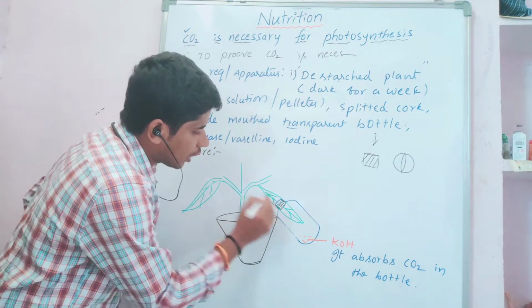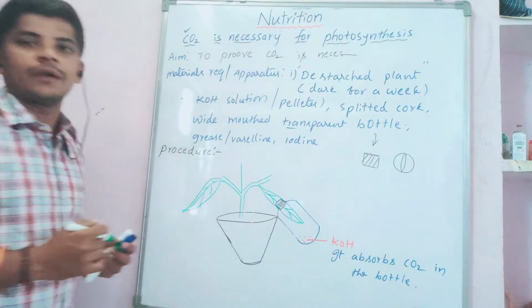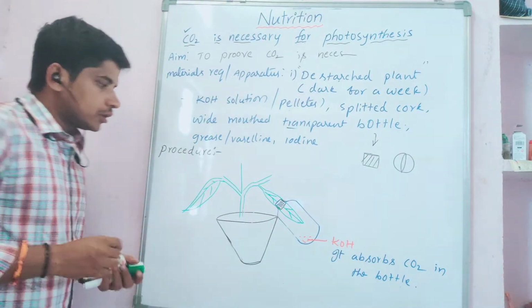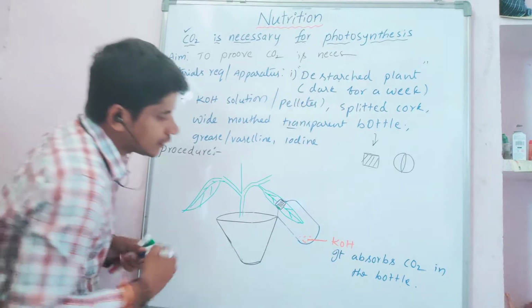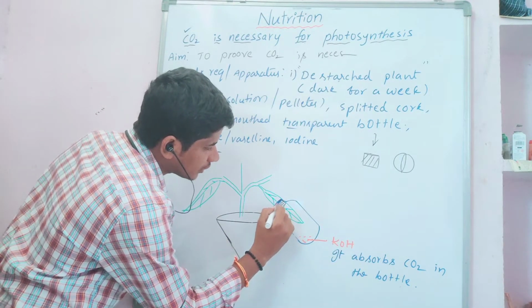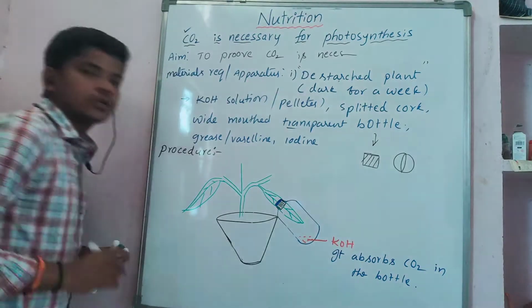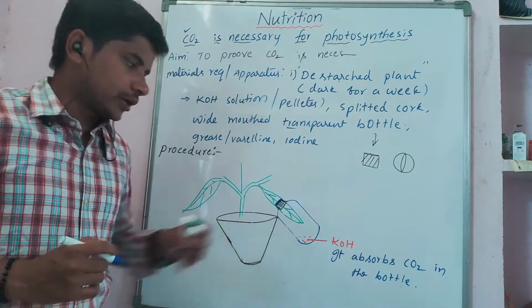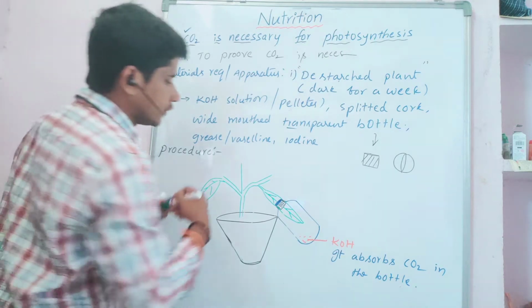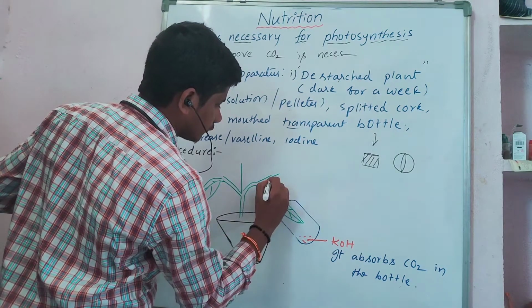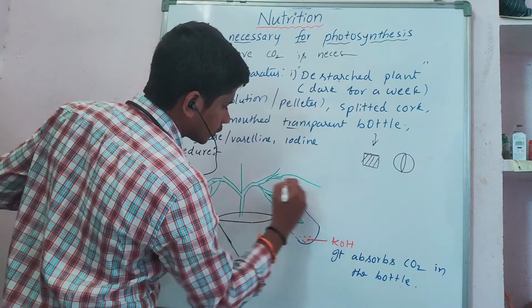The rest of the half of the leaf should be outside the mouth of the bottle. Here apply any grease or Vaseline to prevent the entry of air into the bottle. Hope you have understood this diagram. If you want, you can draw one more leaf. That's enough. Only 2-3 leaves are enough. No need to draw many leaves here.